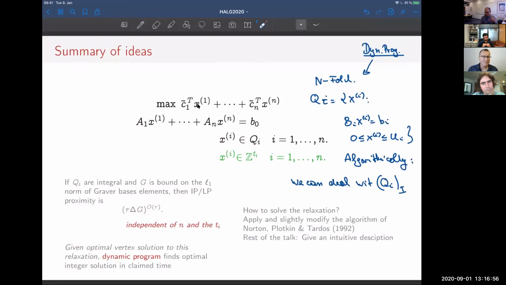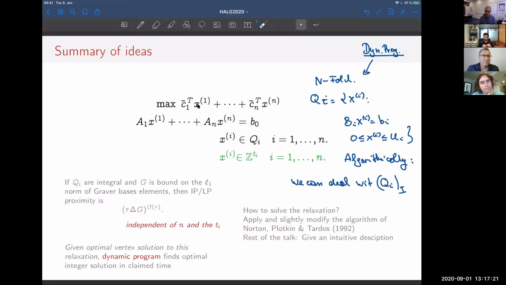Because it's just a constant away. Now the question is how to solve this relaxation. And this I want to explain to you. We will do this with this framework that I mentioned, and we have to adapt it a little bit. The rest of this talk is there to give you an intuitive description of what's going on.